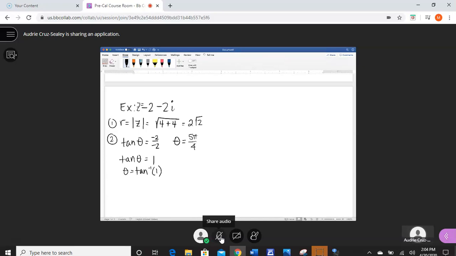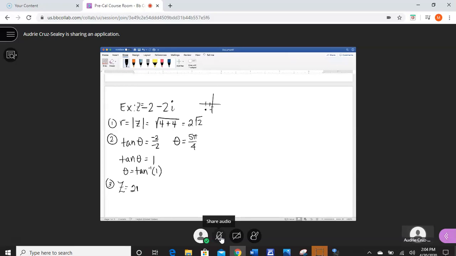5 pi over 4. We're in quadrant 3. -2, -2i. That's why we plotted stuff before. You're in quadrant 3, so you can't be pi fourths because that's the wrong quadrant. Is that cool?